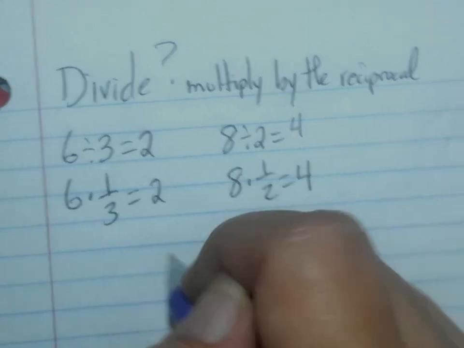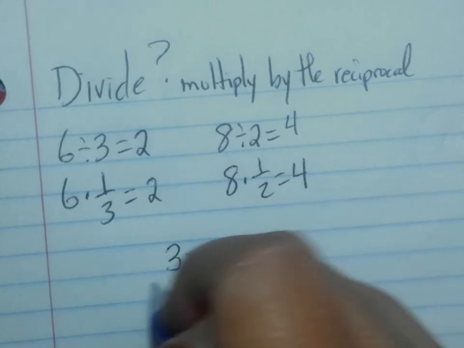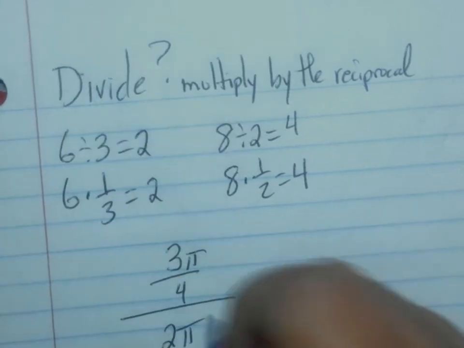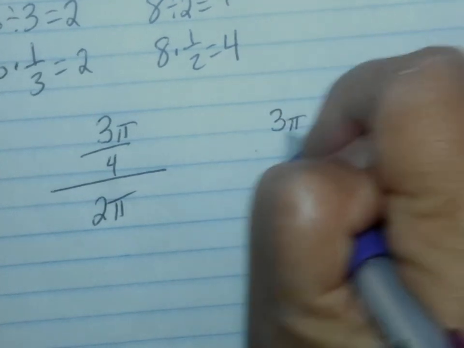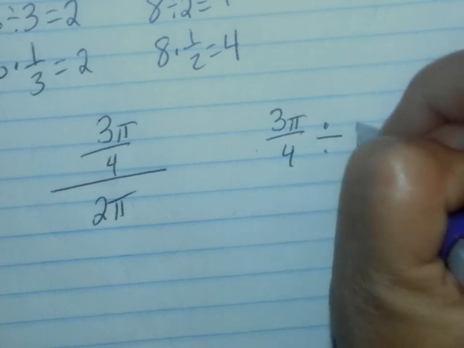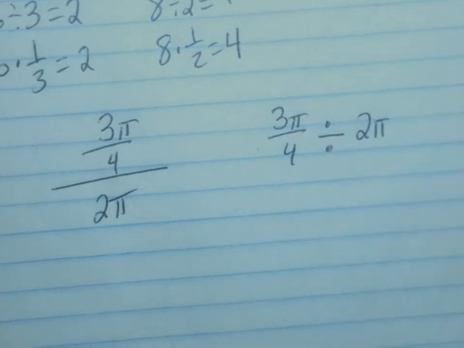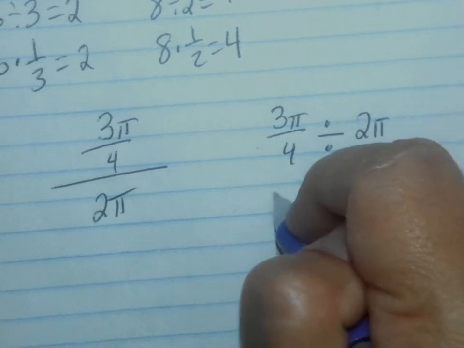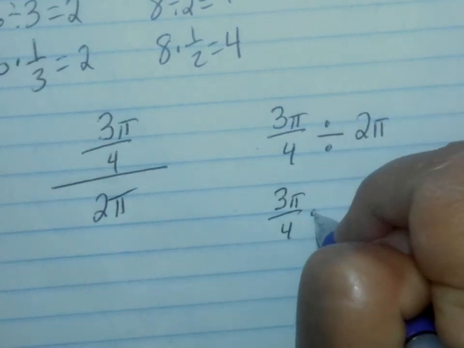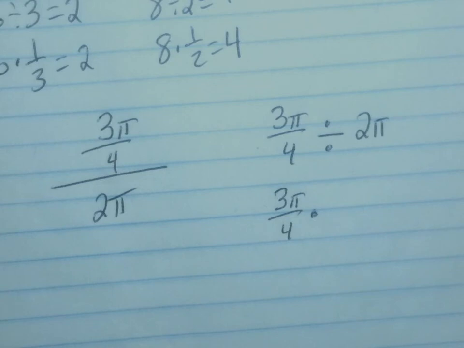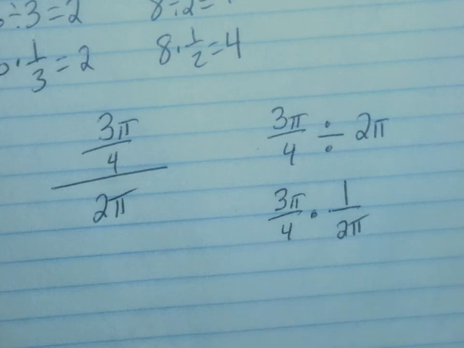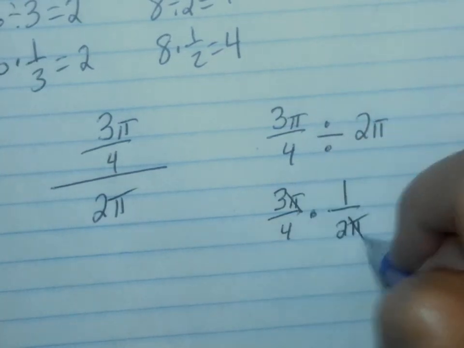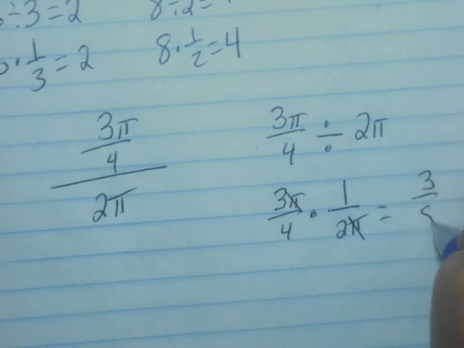So, since I had 3 pi over 4 divided by 2 pi, it might make more sense to you if I write it out: 3 pi over 4 divided by 2 pi. The way to simplify that is to take my 3 pi over 4 and times it by the reciprocal. The reciprocal of 2 pi is 1 over 2 pi. Pi divided by pi makes 1, so that is 3/8.